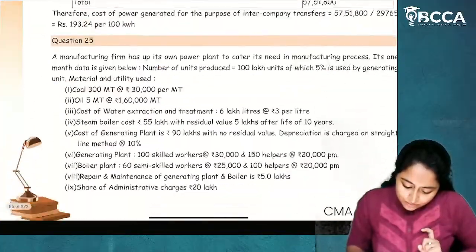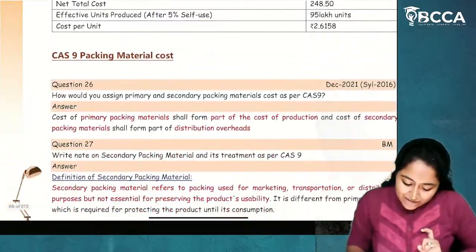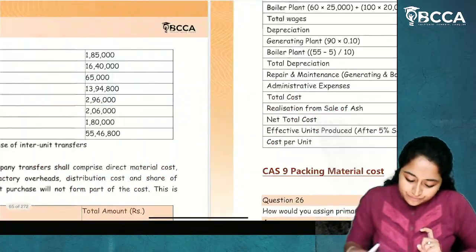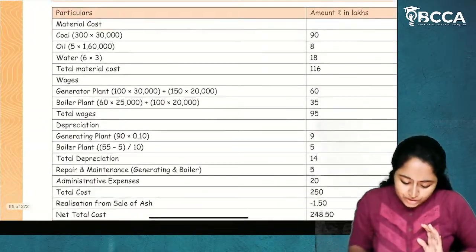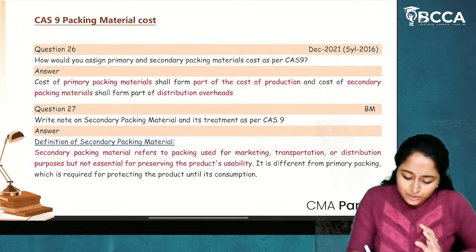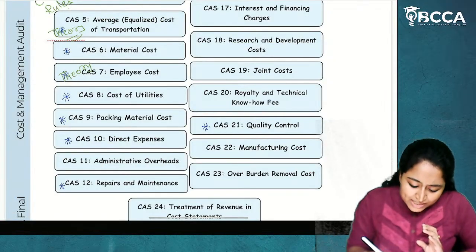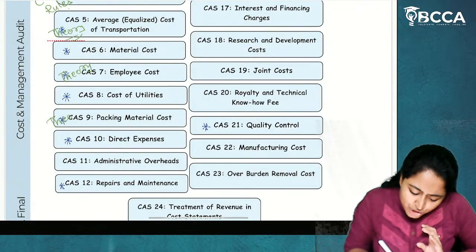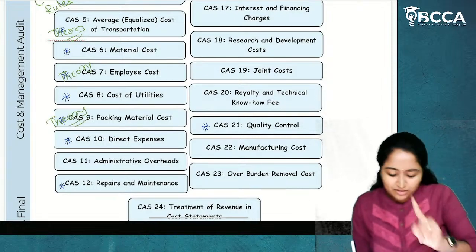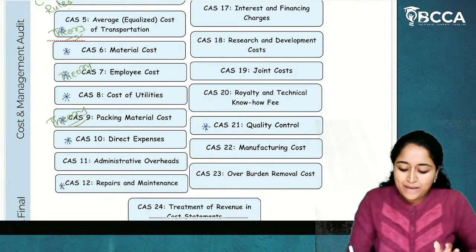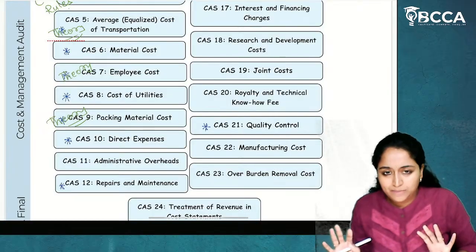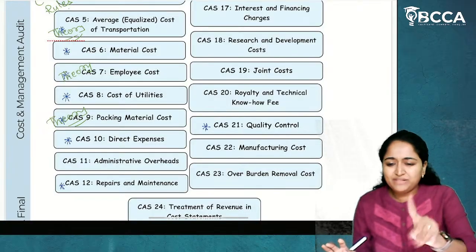CAS 8, not much. You just have to remember one point which also benefits the practical itself. When you go to the practical, you will understand that. Now, CAS 9, theory, a short question in theory. What is primary packing material cost and secondary packing material cost? That is the only point which is important for theory.